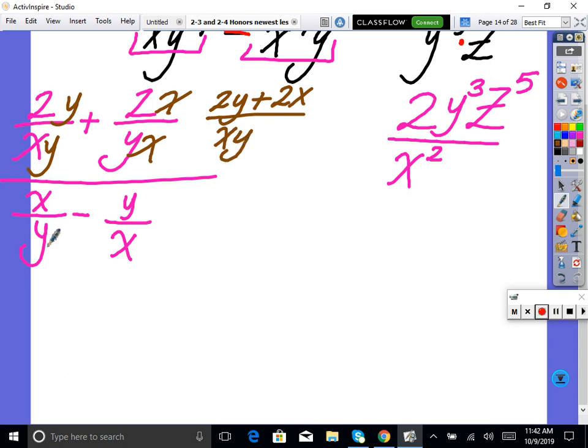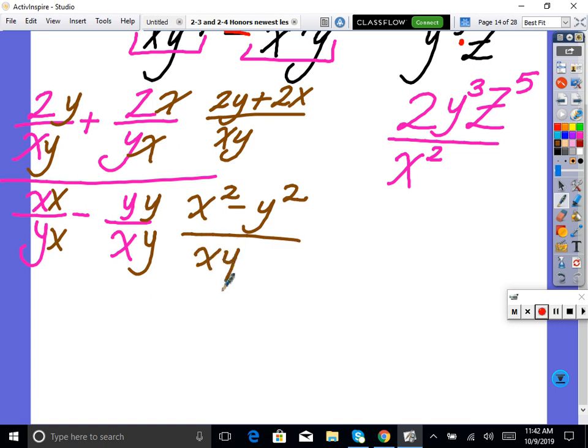Okay, great. Let's move to this bottom. We times by x, times by x, times by y, right? So this just became x squared minus y squared all over xy. Dividing fractions, easy as pie. Flip the second fraction, multiply. So on top would be xy. On bottom would be x squared minus y squared, right?